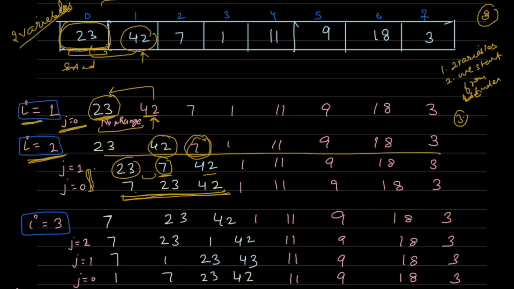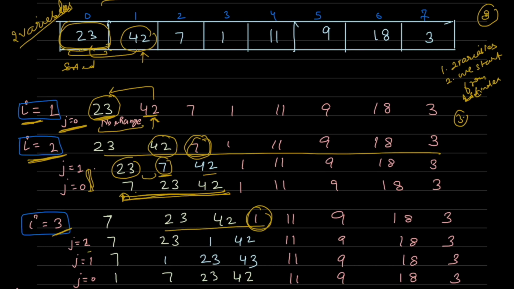Since we have reached the end of the array, we won't iterate further. We'll come out of the loop and then we'll move to the next iteration of the ith position. Now this is the state of the array, and the value of i is 3, so we are at 1.